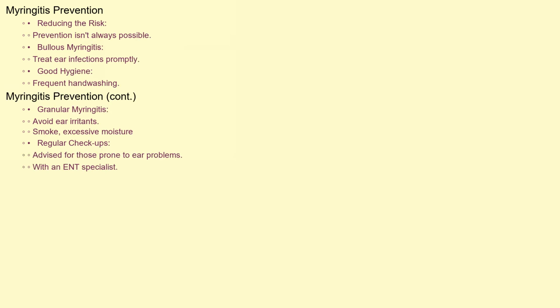While completely preventing myringitis isn't always possible, several measures can reduce the risk. For bullous myringitis, prompt treatment of ear infections is essential. Practicing good hygiene, such as frequent hand washing, can help prevent the spread of infection. For granular myringitis, avoiding exposure to known ear irritants, such as smoke or excessive moisture, is important. If you're prone to ear problems, regular check-ups with an ear, nose, and throat specialist are advisable.